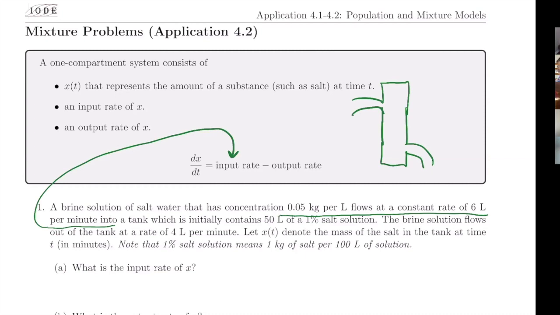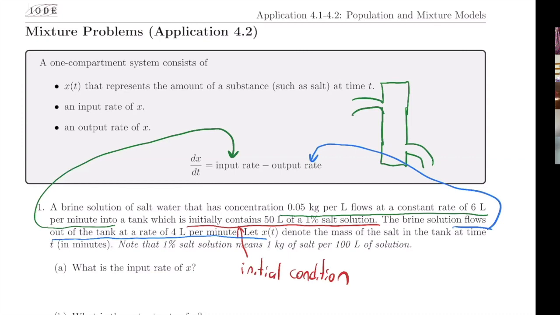Then if we read on, we're told that initially the tank contains 50 liters of a 1% salt solution. That's not telling me anything about the amount of solution going into or out of the tank. It's just telling us the state of the tank when things start flowing in and out. And now we've got some information about how it's flowing out of the tank at a rate of 4 liters per minute. We're going to have these three things: how's it flowing in, how's it flowing out, and what is the initial setup of the tank?